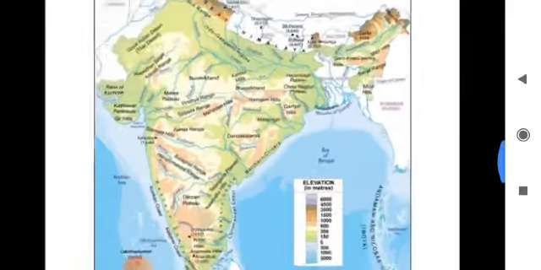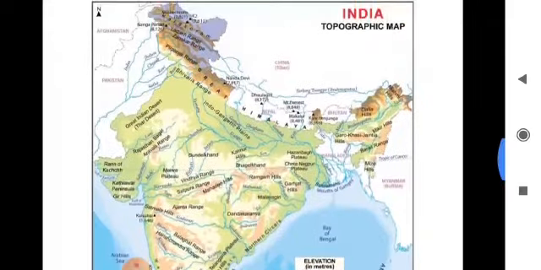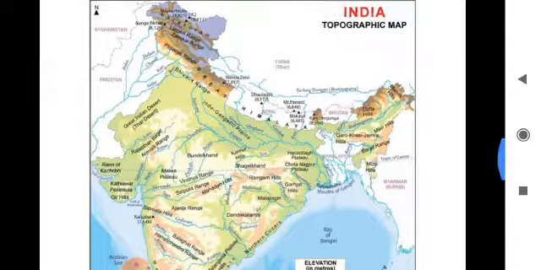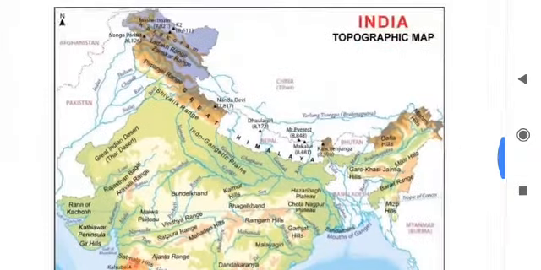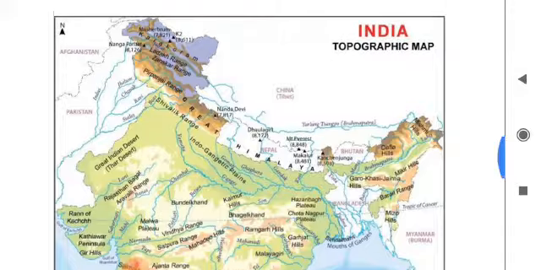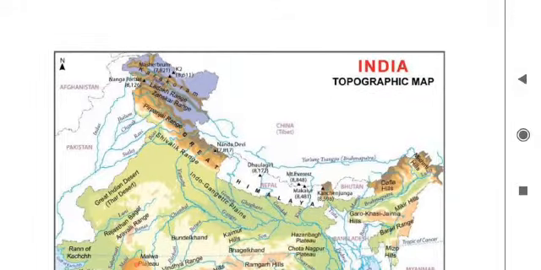Now we will discuss about the drainage pattern. The rivers of India are divided into two parts: rivers of northern plain and rivers of peninsular India. At first, rivers of northern plain. The main three rivers of the northern plain, that is the Indus, the western side, Ganga, middle portion, and eastern part Brahmaputra. The Indus river. The Indus, along with its 5 tributaries, that is Jhelum, Chenab, Ravi, Beas, Sutlej.